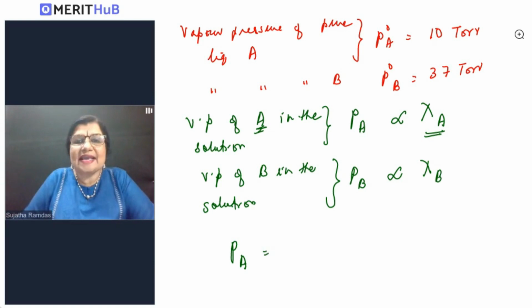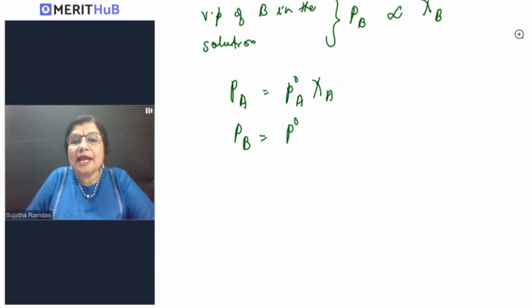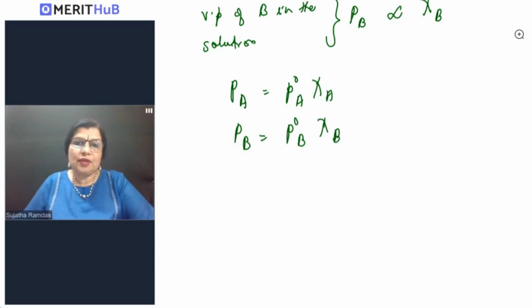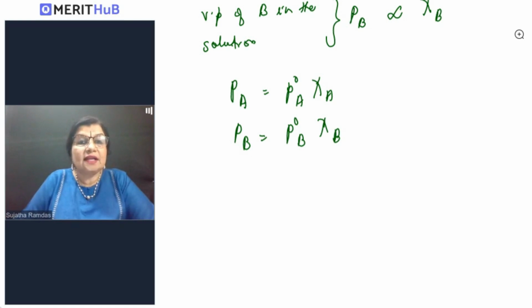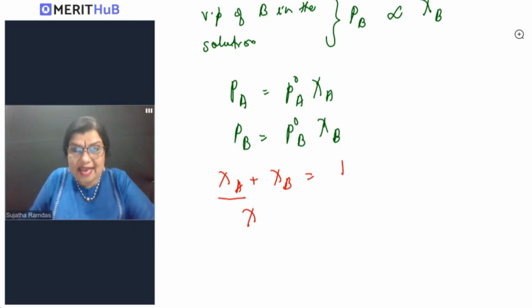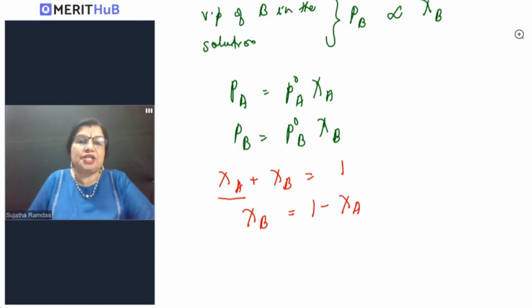So PA is equal to P naught A into mole fraction of A, and PB is equal to P naught B into the mole fraction of B. Okay, now let's look into another relationship between mole fractions of A and B. We know that mole fraction of A plus mole fraction of B is equal to 1. Since we have to find out the mole fraction of A, let's write down the expression for the mole fraction of B in terms of mole fraction of A.